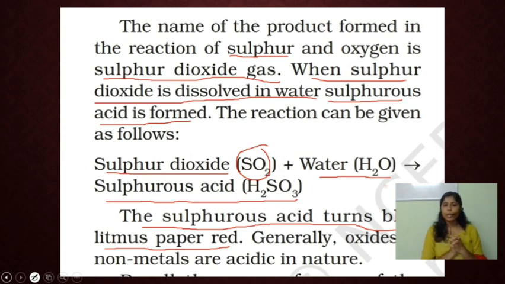Here we take the non-metal sulfur. Sulfur is an example of a non-metal. When sulfur reacts with oxygen, sulfur dioxide gas is formed. We checked the nature of that sulfur dioxide and saw a color change from blue to red. That means sulfur dioxide is acidic in nature. And generally, all oxides of non-metals are acidic in nature.